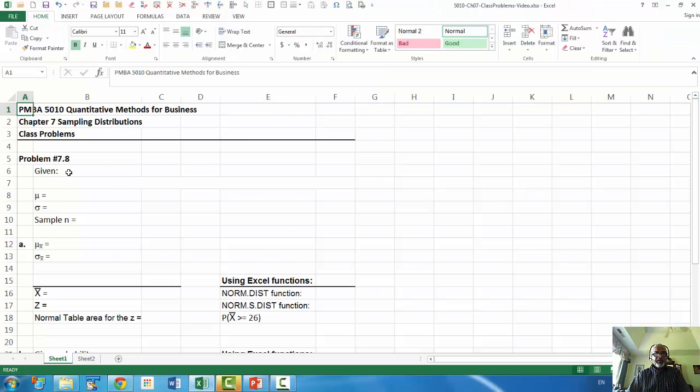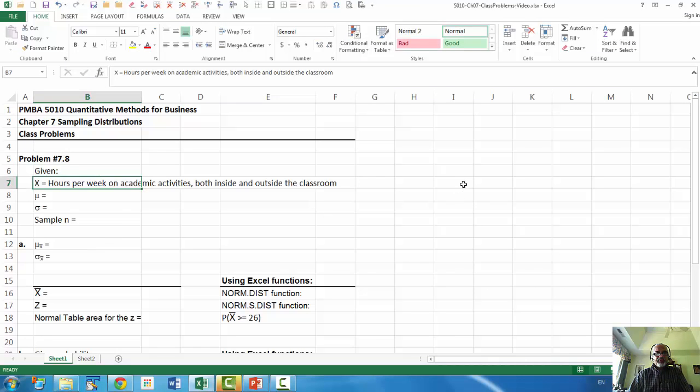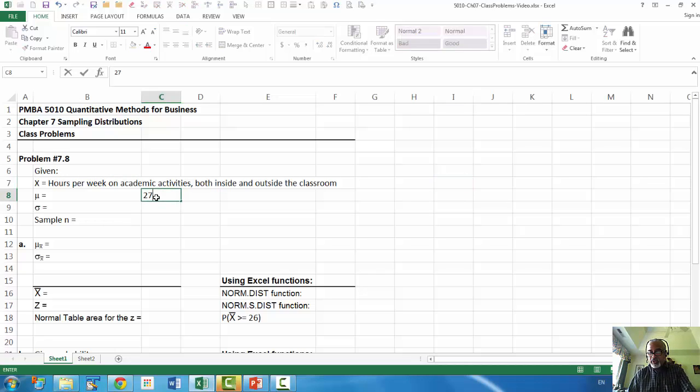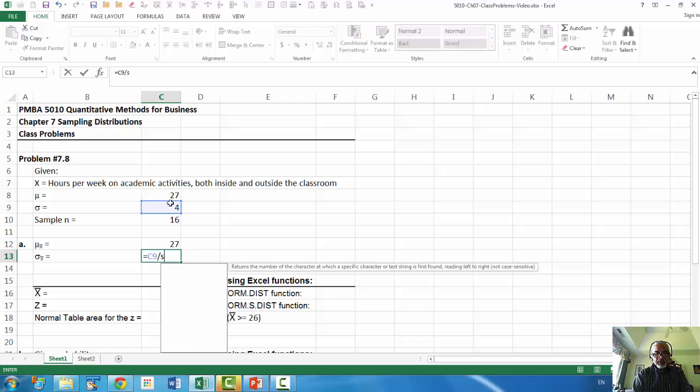Okay, so here we are given, we define first X, hours per week spent on academic activities, and the mean is given as 27 hours, and the standard deviation is given as 4 hours, and the sample size is 16. So in that case, mu sub x bar will be 27 itself. Sigma sub x bar is sigma over square root of n.